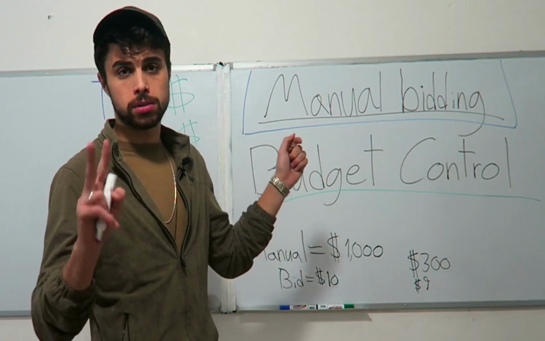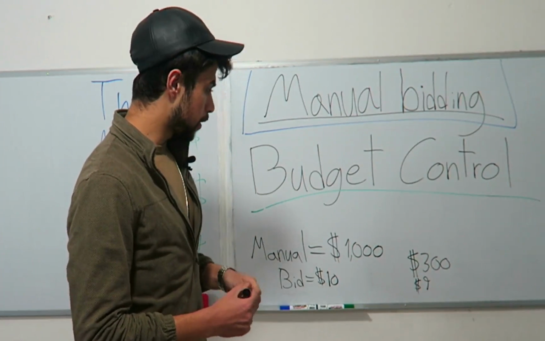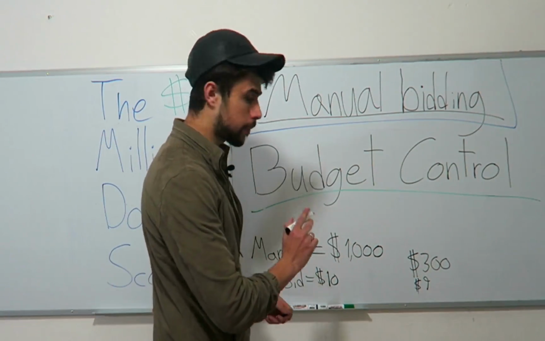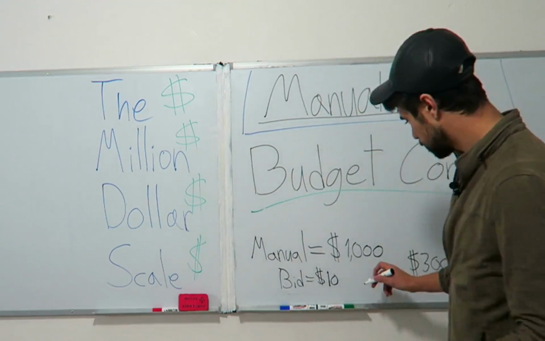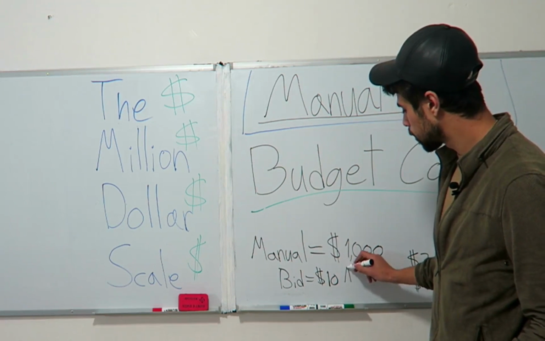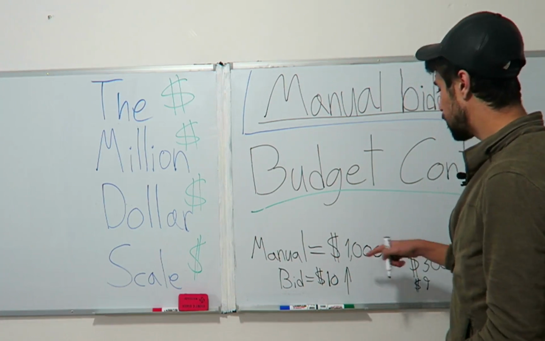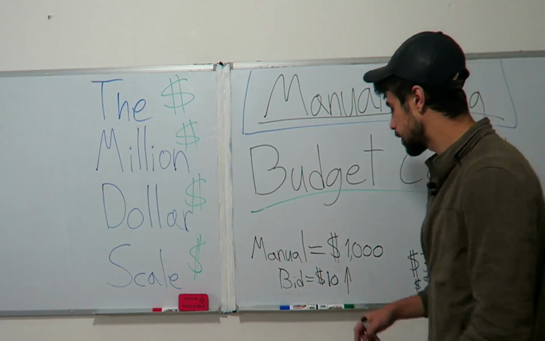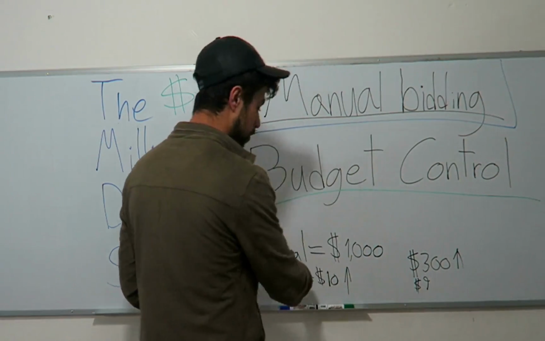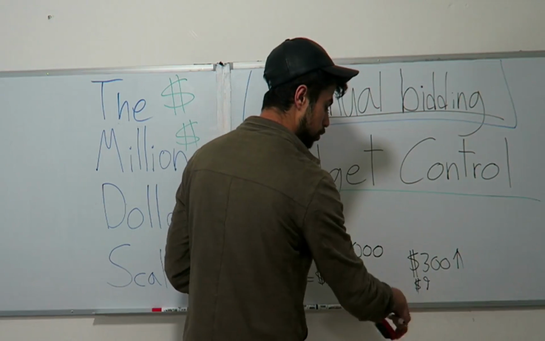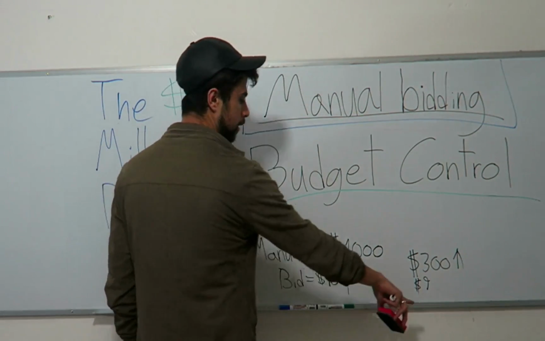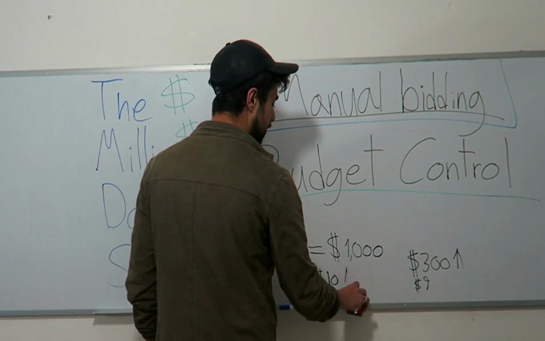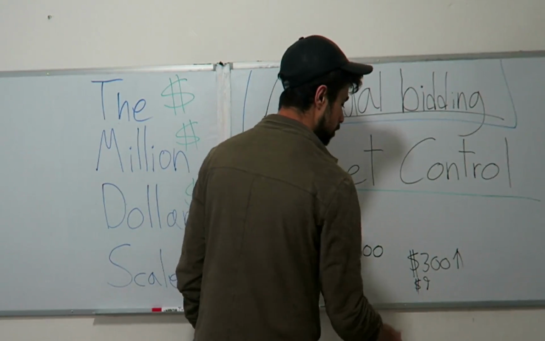Now I have two decisions. I can either increase the bid. If I increase the bid, the amount that Facebook will spend will increase. So let's say I go ahead. Remember, the bid now is $10. It spent $300 and I've spent $9 per purchase. Let's say I don't mind spending a bit more per purchase.